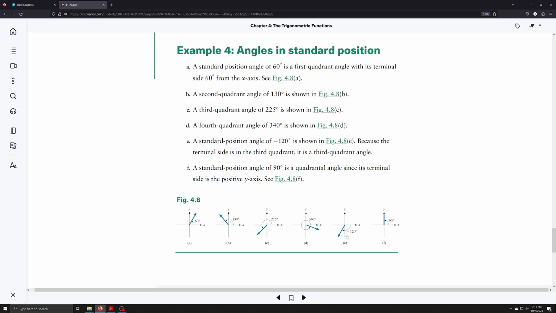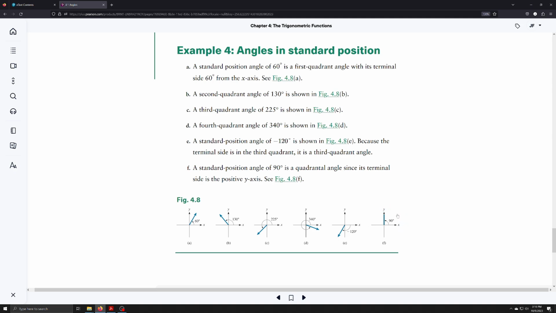All right, now the last two, they're not tricky. You just got to think about it. So since we are going in the opposite direction, this is a negative angle. However, the positive x-axis is still the initial side. So this is still a standard position angle. It's just a negative angle, and it's in the third quadrant.